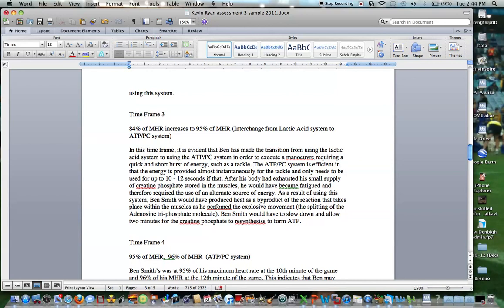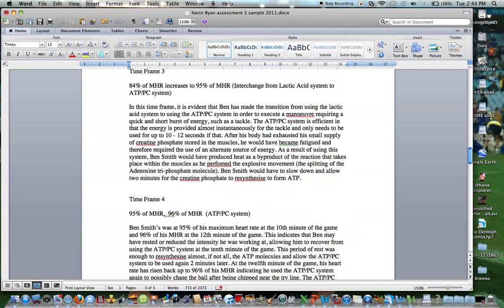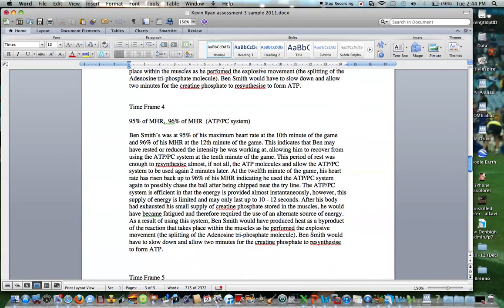And as Kevin's gone through here, he's explained some of the problems associated with using the ATP system, the source of fuel, fatigue, the resynthesis of ATP. He's got things in there, such as a tackle, or he's got examples in there, which is what the question asks him to do. We'll continue going our way down through it here. Time frame 4, 95% of max heart rate.